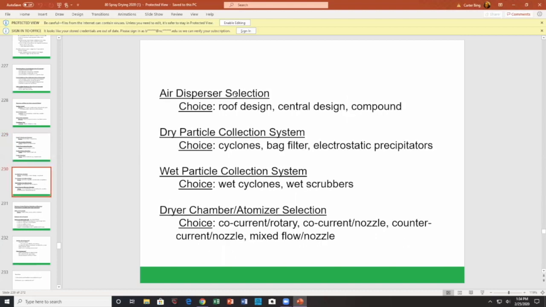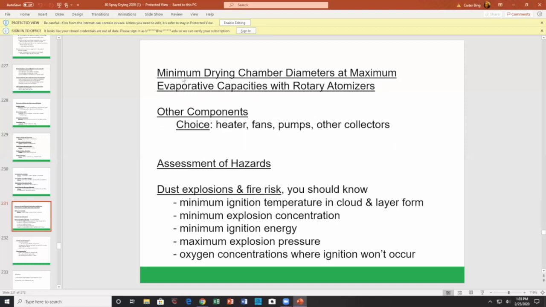All right, air dispenser, right? All kinds of air dispensers. Really, you want a swirling action, at least I would think you want a swirling action to keep things off the wall more. What sort of things do you have in the way of particle collection? Whether you run wet cyclones, I would imagine wet cyclones are quite efficient in collecting particles. And you have chamber and atomizer selections, minimum drying chambers at maximum evaporation capacities with rotary atomizers. Wow. Other components: heaters, fans, pumps. Other collectors. Assessment of hazards can be quite enormous, right?